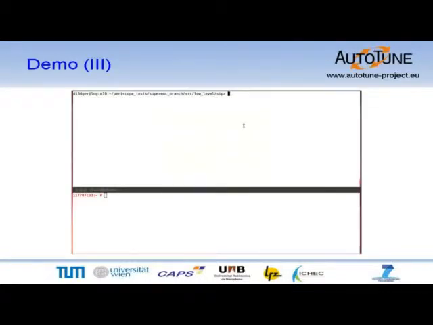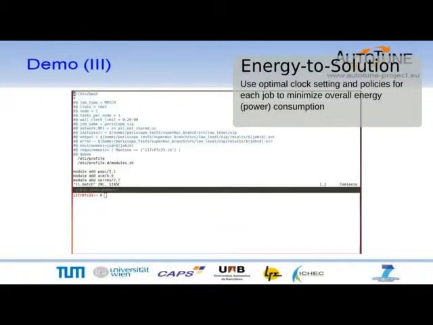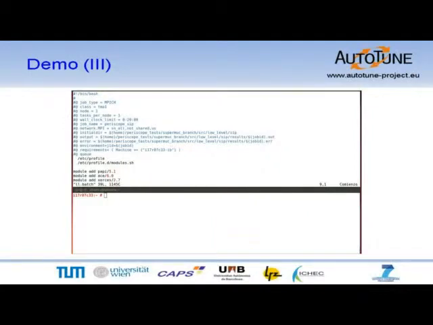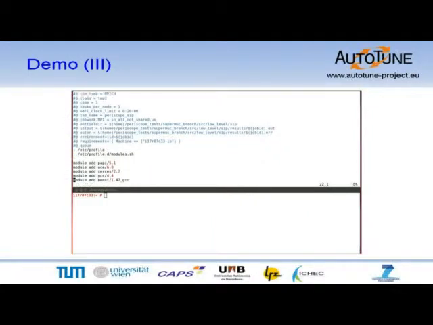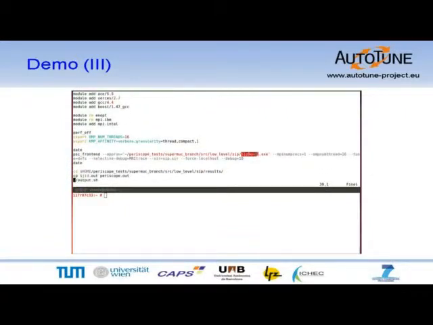We see here 2 terminals with SuperMUC. In the first one, we'll run the application instrumented with Periscope, and in the second one, we'll see the output of the energy daemons. We see here the script to submit the application to the compute node. For the demo, we selected a certain compute node. As explained before, we run SIPbench with Periscope tuning for energy consumption.